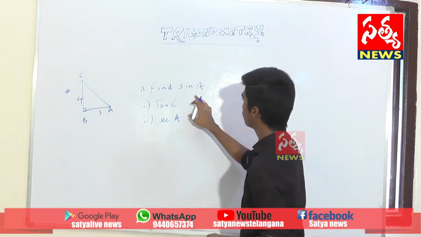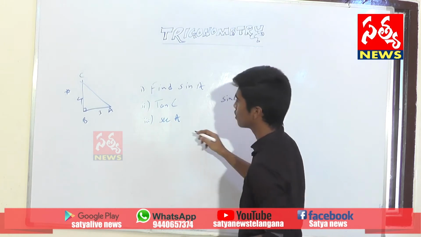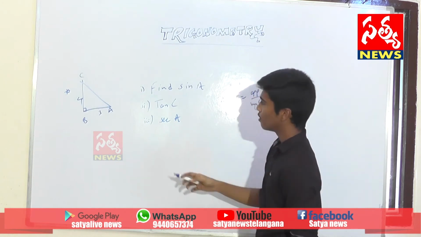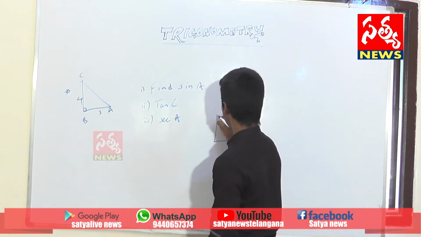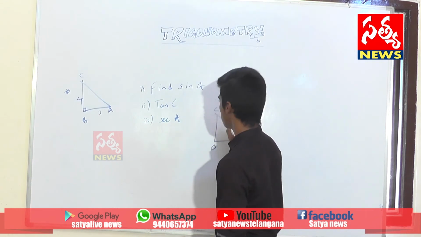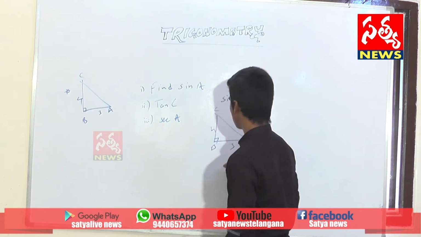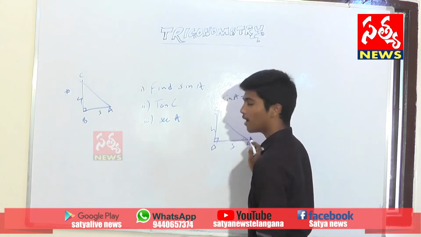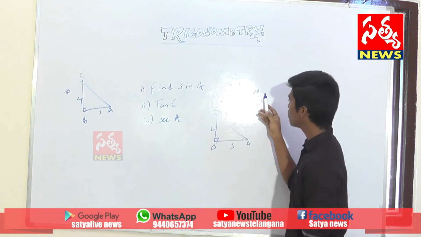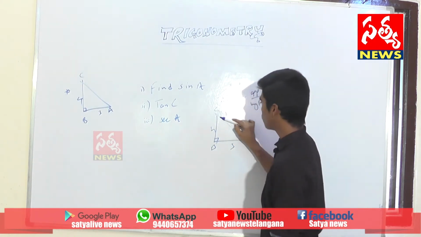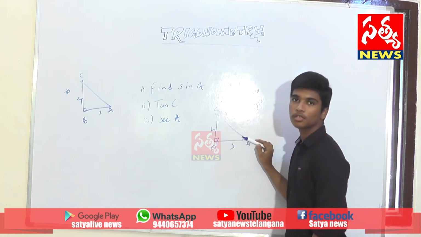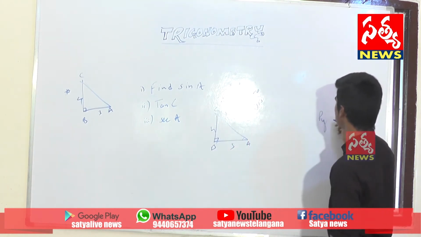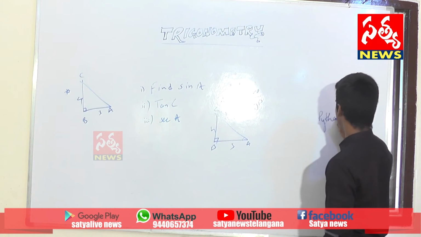See here, what is sin A? It is opposite by hypotenuse. But if you see here, they have given only 2 sides, which are 3 and 4. If you think of A as the angle, these are the opposite side and adjacent side. But sin A is opposite by hypotenuse. We don't know AC, which is the hypotenuse. To find the hypotenuse, there is a theorem called the Pythagoras theorem.